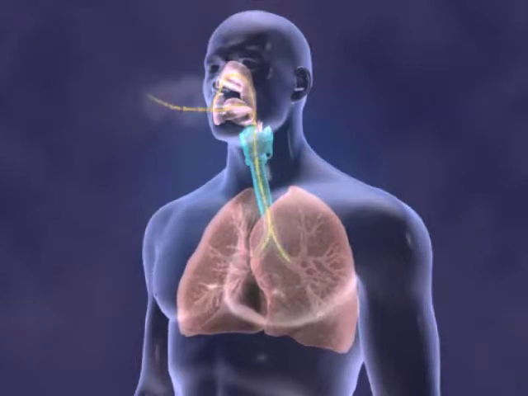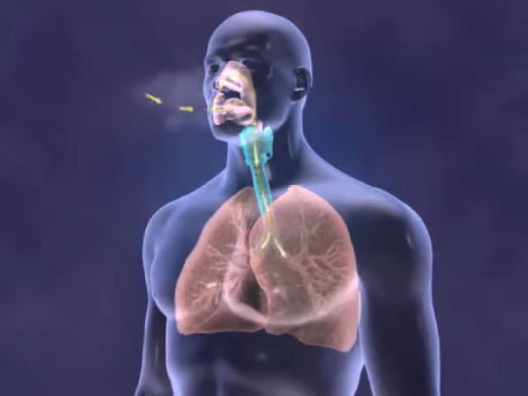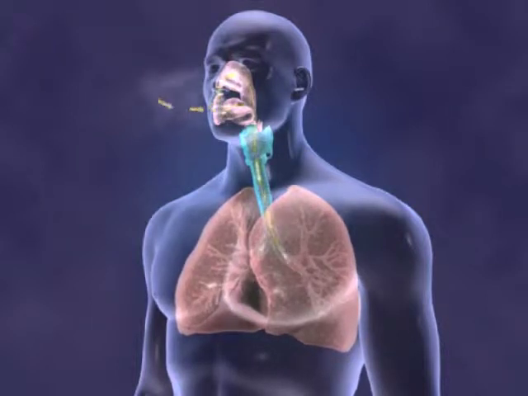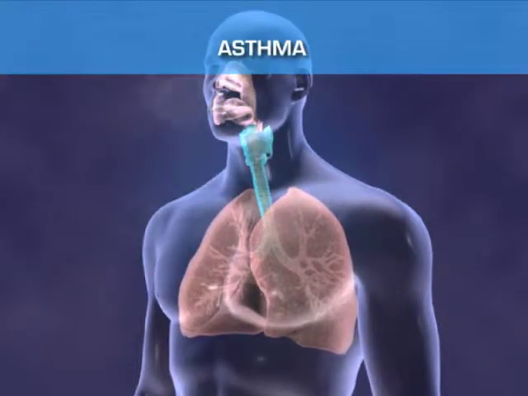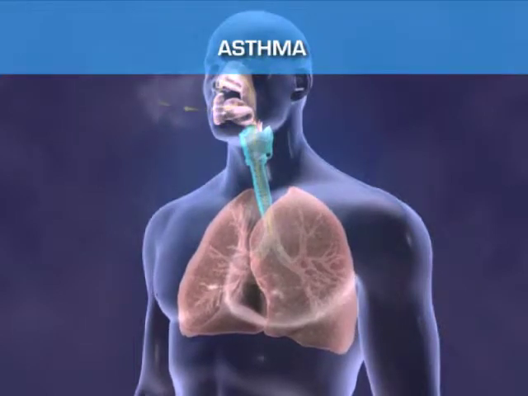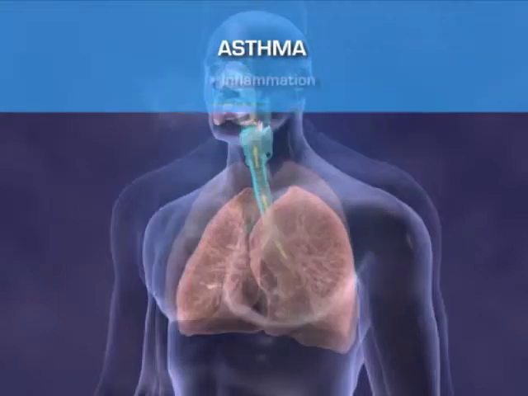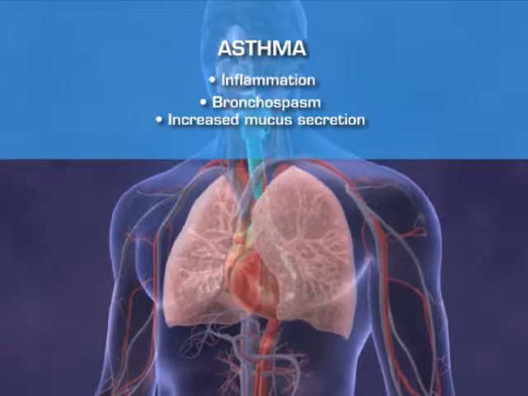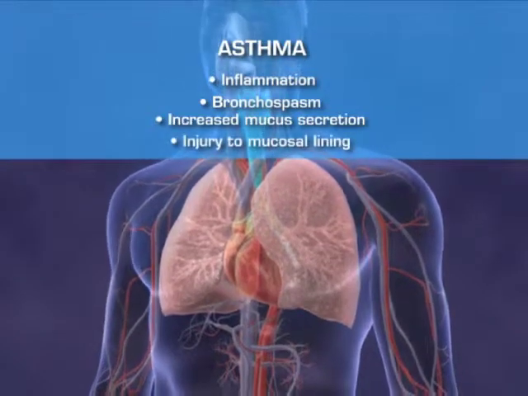If respiration is impeded, gas exchange cannot occur. The body's supply of oxygen becomes insufficient for its needs, and carbon dioxide cannot be expelled from the blood. Asthma is a chronic reactive airway disorder characterized by increased resistance to airflow due to episodic airway obstruction. Asthma involves inflammation of the airways, bronchospasm, increased mucus secretion, and injury to the mucosal lining of the airways.